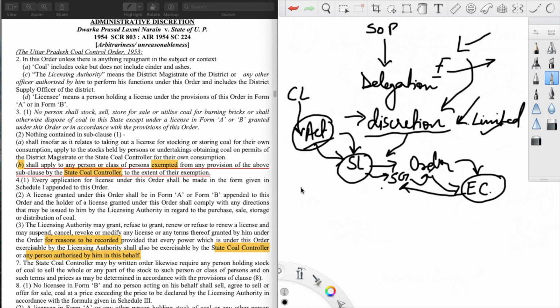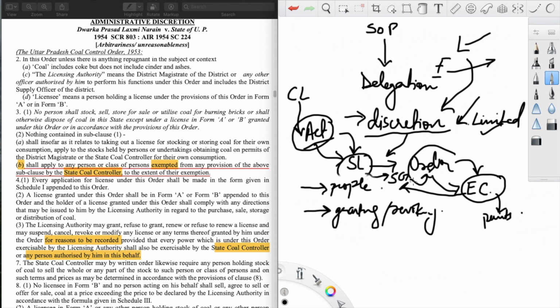Now, in such an order, two main things are regulated. One is the people on whom it will apply, and also the power of granting and revoking licenses. So the essential commodities have to be regulated by allowing only those persons to enter into the market of selling and purchase by licenses and permits.